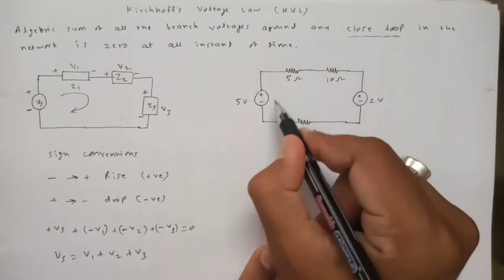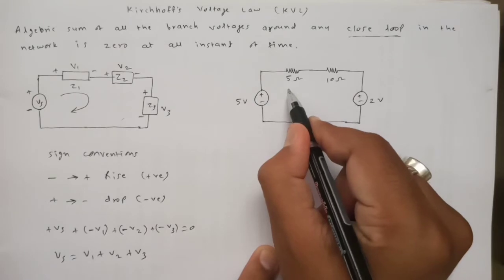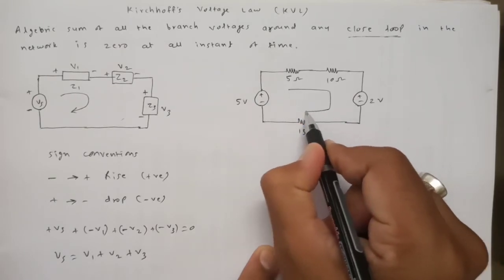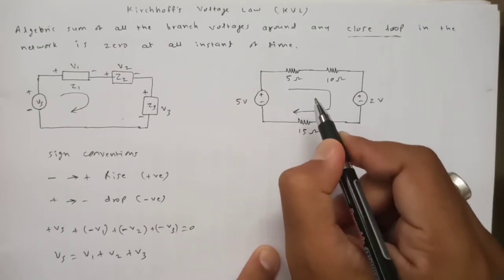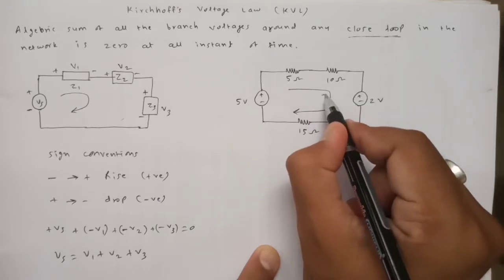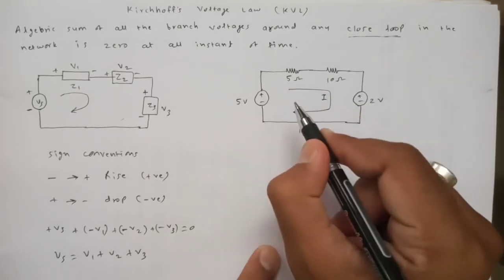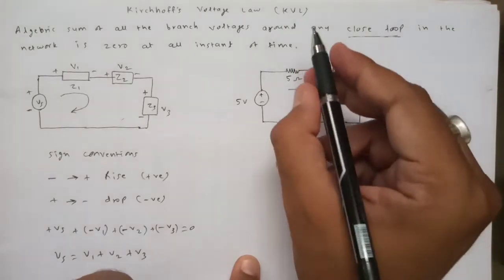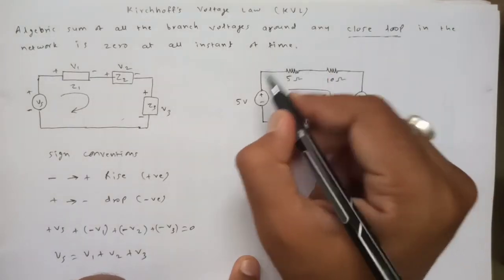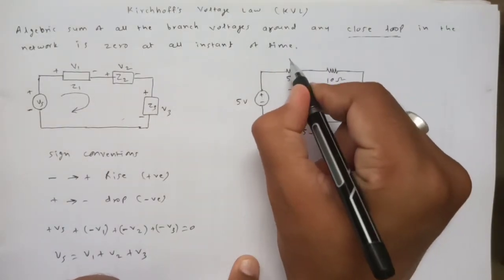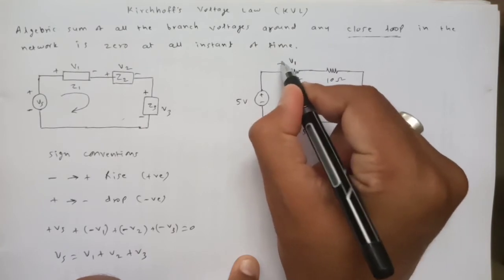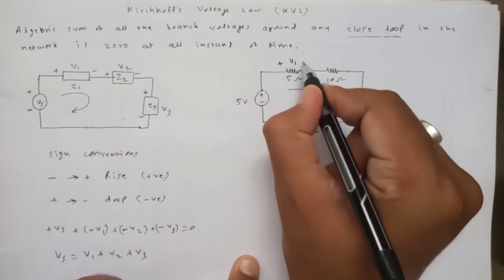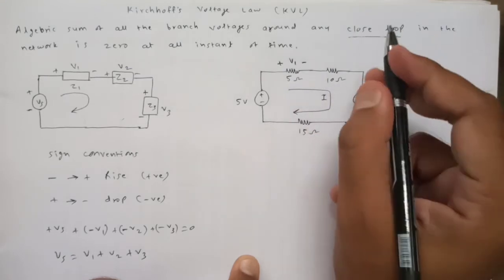Let us consider due to this connection the current is flowing in this loop like this. This is our consideration. Let us consider this current to be I, which is flowing through this. Another thing is that let us consider the voltages which are generated due to this connection. Let us say the voltage generated here is V1. It is having polarity like this. We have flexibility to consider the polarity as per our requirement.